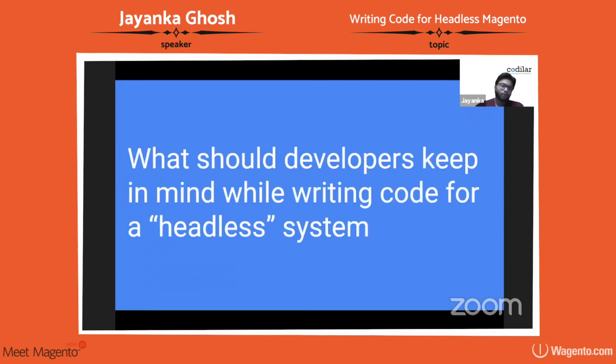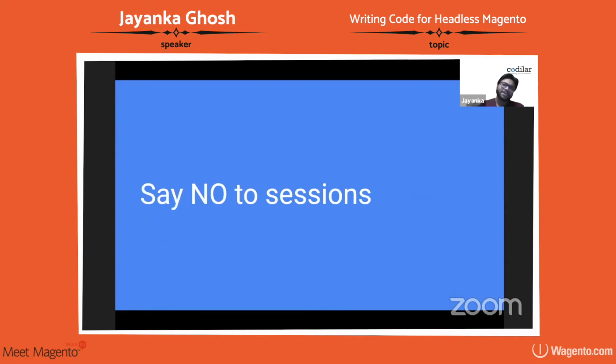Now what we will be talking about is basically what developers should keep in mind, or rather what I should have kept in mind when I was making a PWA, when writing code for a headless system. So let's start with that. The first one is, I think most of you know this, but if you don't, it's a very important thing. Don't rely on sessions. If you're writing code for a traditional theme, let's say your front end theme, which we usually know of, sessions will work fine. But when you shift to a PWA implementation or some headless implementation, everywhere you used session, you're going to have to rewrite the code to make it work for PWAs.